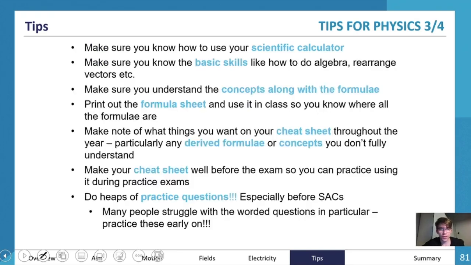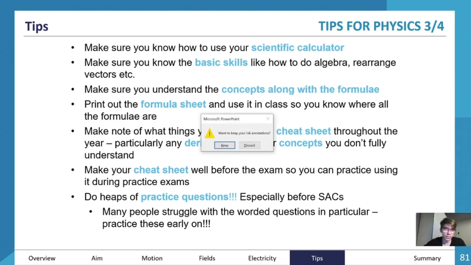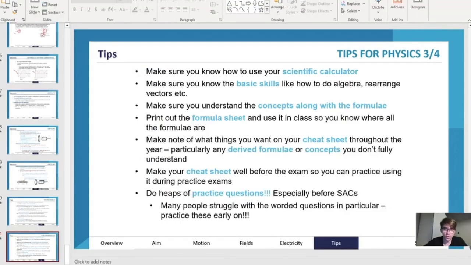Tips for Unit 3 and 4 physics. I have a bunch of tips here. I would say make sure you know your scientific calculator. That's my main tip, right? Make sure you're comfortable with it before you sit the exam. Don't try and change too many calculators. And also make sure you have the cheat sheet ready before the exam. That's something a lot of my students forget to do, but they still do well, so that's all that matters, I guess.